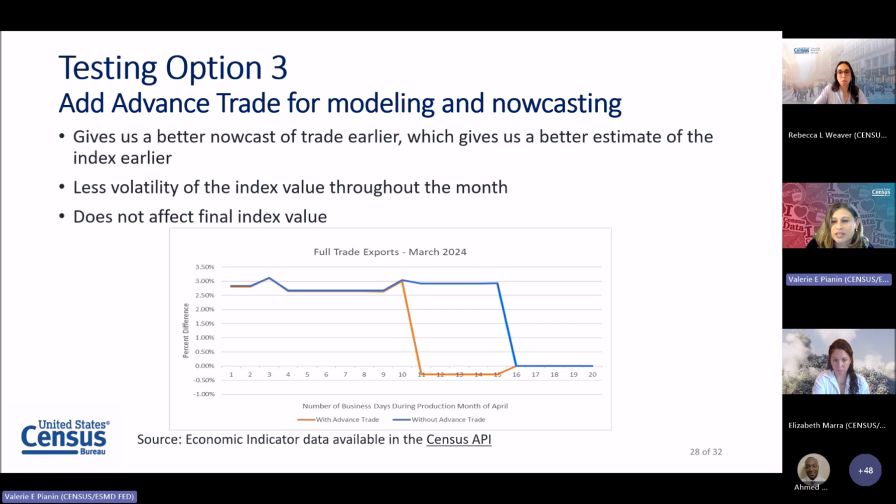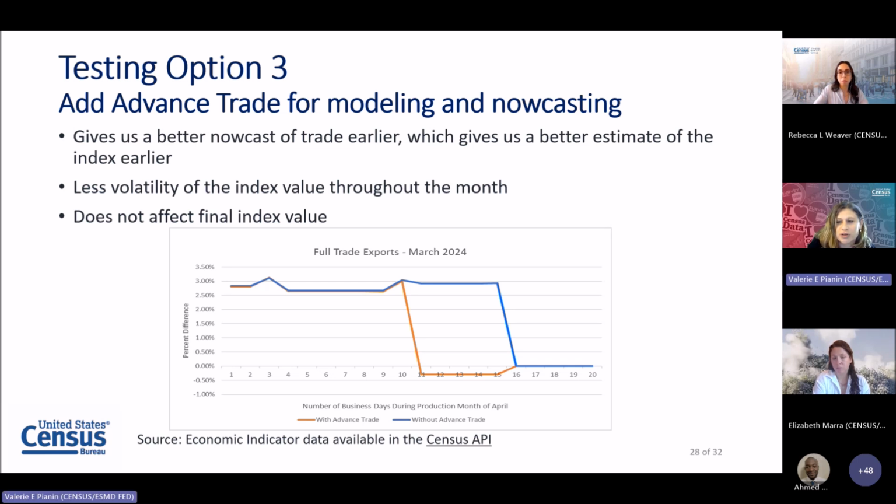The graph presents the percentage difference between the nowcast and the published trade number for full trade exports in March 2024. The goal is for the percent difference to be as close to 0 as early as possible in the month. The orange represents the nowcast with advanced trade, and the blue line is without advanced trade. On day 11, the advanced trade is published, and the nowcast with advanced trade, the orange line, jumps down to just below 0%. We get a better nowcast 5 days before the full trade numbers are released on day 16.